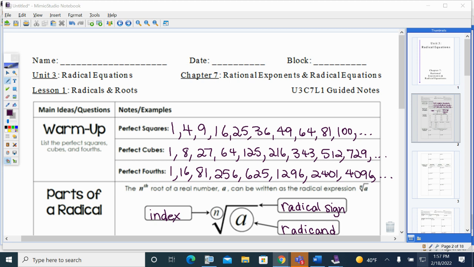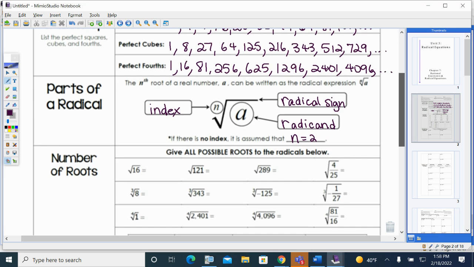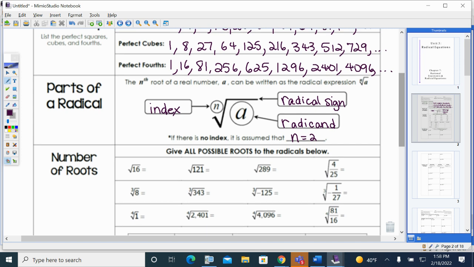In this lesson, one of the things that we're going to focus on is simplifying radicals that have a different index. Parts of a radical. The nth root of a real number a can be written as the radical expression nth root of a, where n is your index. A is called the radicand, so that's the number that's under the radical symbol. And then, of course, you've got your radical sign itself. If there is no index, it is assumed that n equals 2.